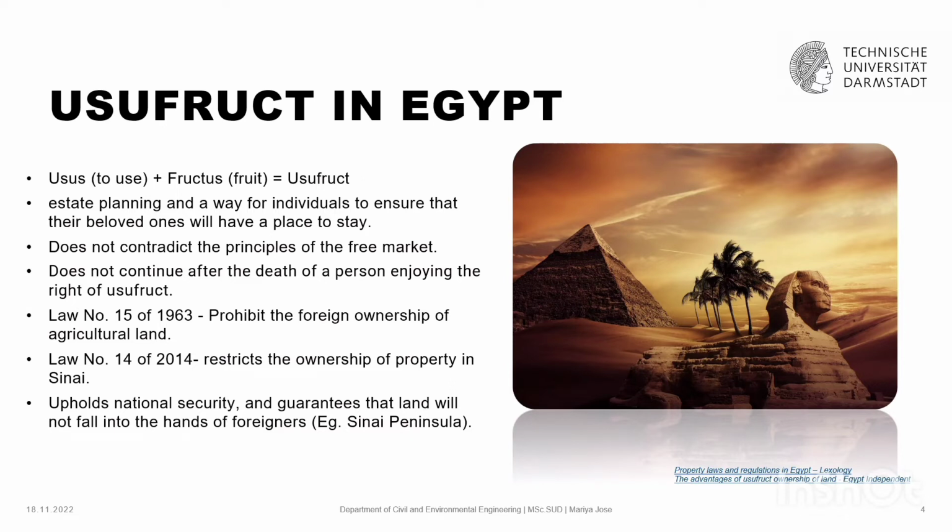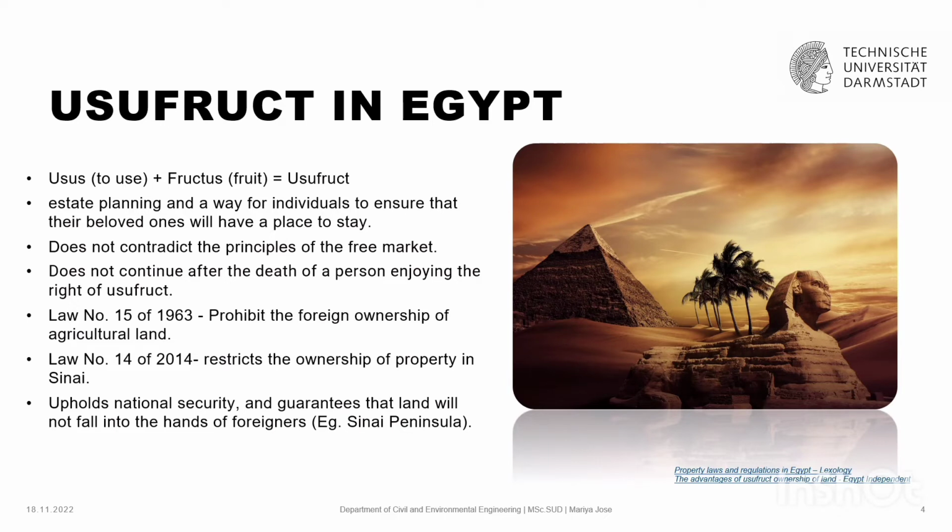And some laws in Egypt based on usufruct include Law number 15 of 1963, which was issued to prohibit the foreign ownership of agricultural land. Foreigners, whether natural persons or legal entities, may not own or hold a right of usufruct over agricultural land.